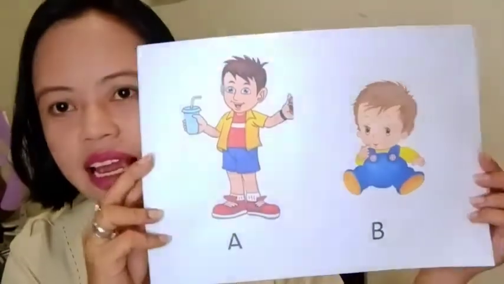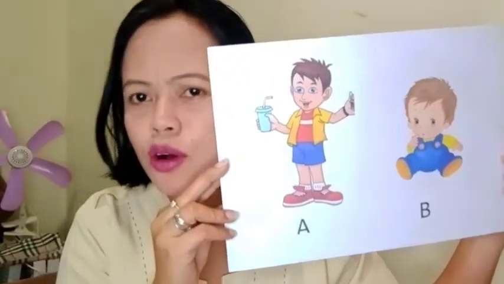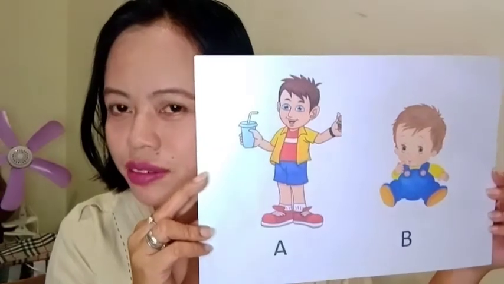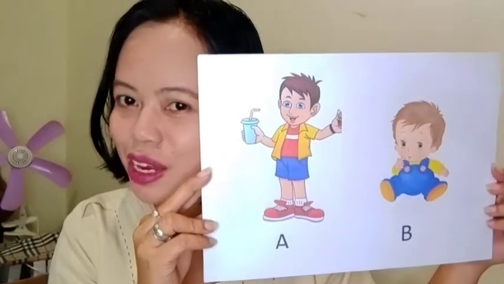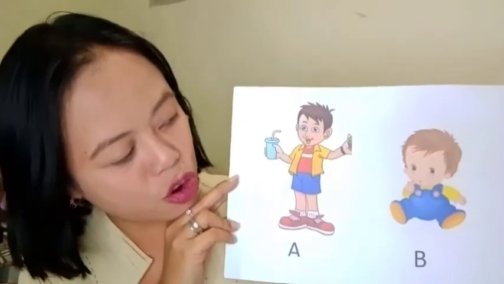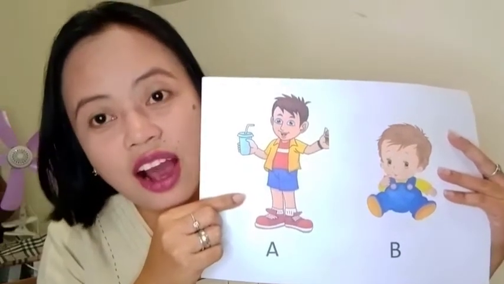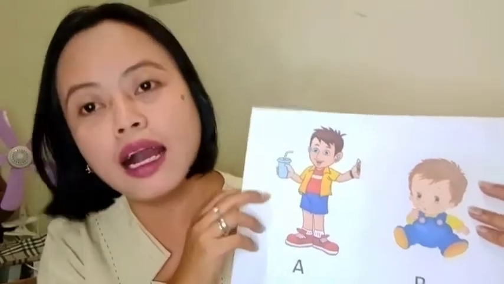Now, we have here pictures. Okay, I want you to predict which comes first and which comes second. Can you help me? Okay, for the first picture, letter A, picture letter A, and picture letter B. What do you think comes first? Very good! Picture letter B! And comes next is picture letter A. So, ang first is the baby boy. And then, the second one is the younger boy. No?